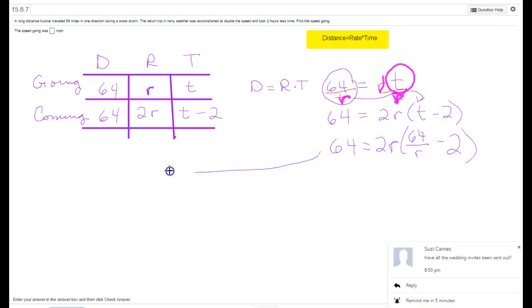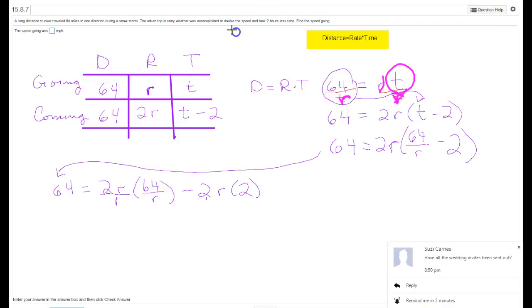So let's carry that out over here, give us a little more room. 64 equals 2R times 64 over R. We're distributing the 2R times this, and then minus the 2R times 2. Now when you look at these, you see that you have a couple of whole numbers times a fraction, so we're going to change the 2R to a fraction, making it 2R over 1. And when you multiply two fractions together, what you're doing is you're multiplying the numerators and the denominators.